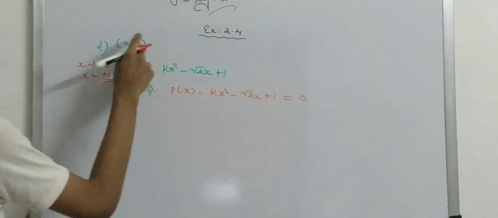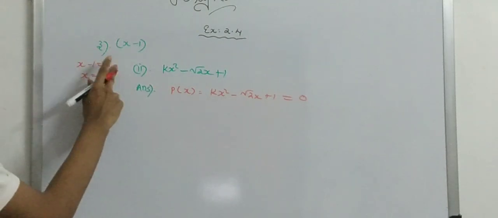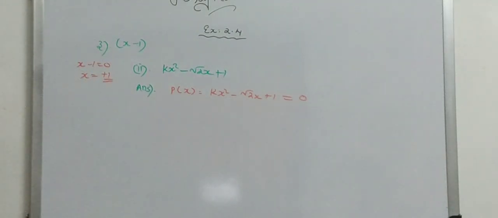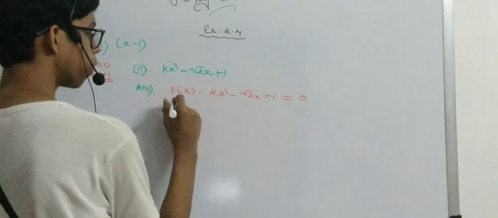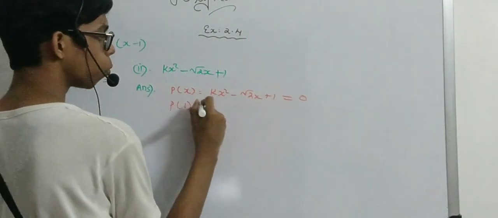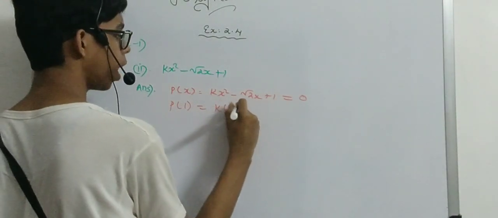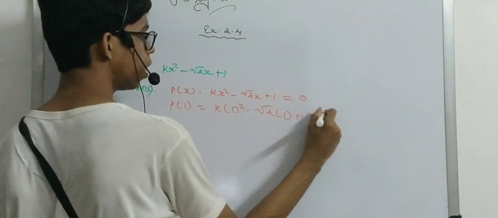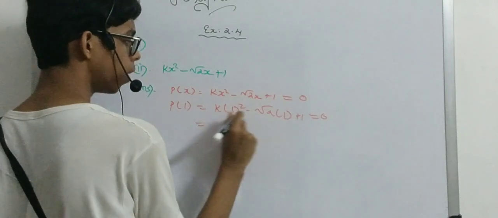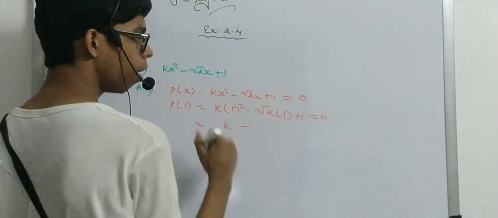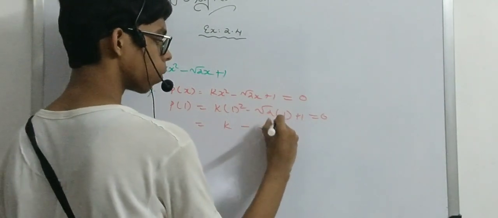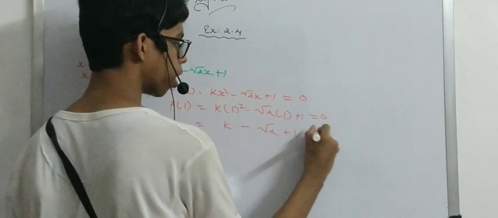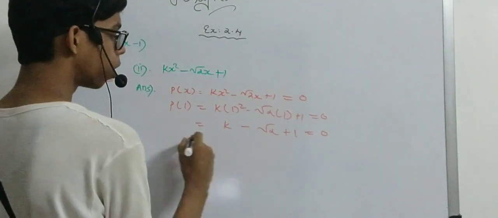Now x minus 1 it is given, so we know x minus 1 equals 0 and we will be getting x is equal to plus 1. So we have to find the value of p of 1. This is equal to k into 1 square minus root 2 into 1 plus 1 equals 0. So k into 1 square is k, minus root 2 into 1 is root 2, plus 1 is equal to 0.